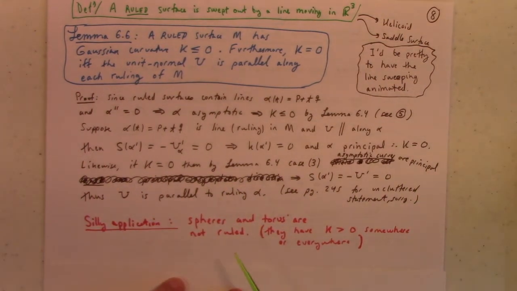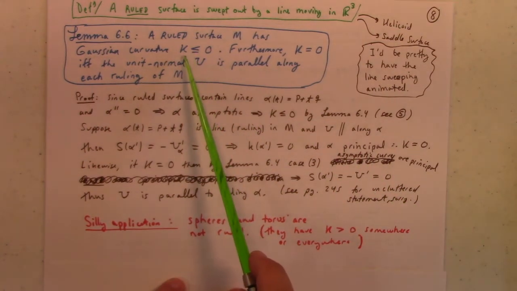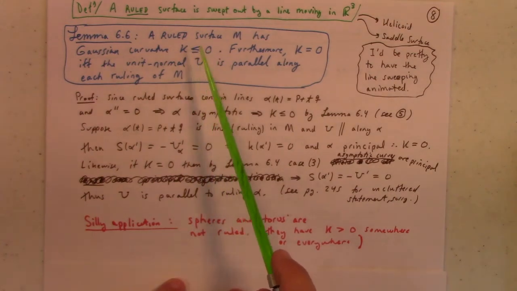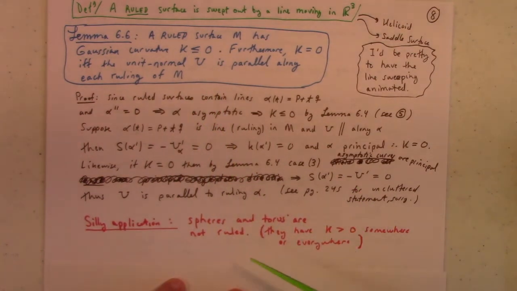Silly application. Spheres and torus, or tori, I suppose, are not ruled, right? Why is that? Well, if they were ruled, that would be really troubling because, as you know, the sphere and the torus both have points in which the Gaussian curvature is positive. So a ruled surface has Gaussian curvature non-positive. It could be 0 or it could be negative, but certainly not positive. So if you have a surface with positive Gaussian curvature, it can't possibly be a ruled surface.